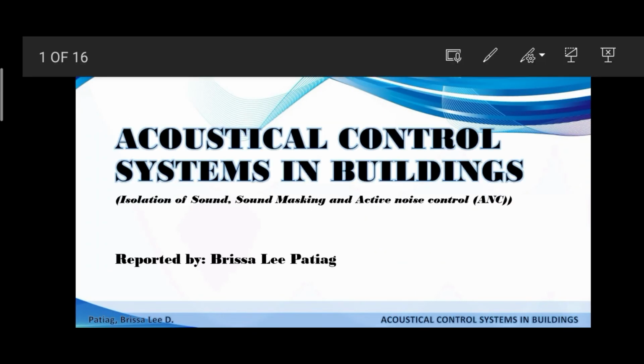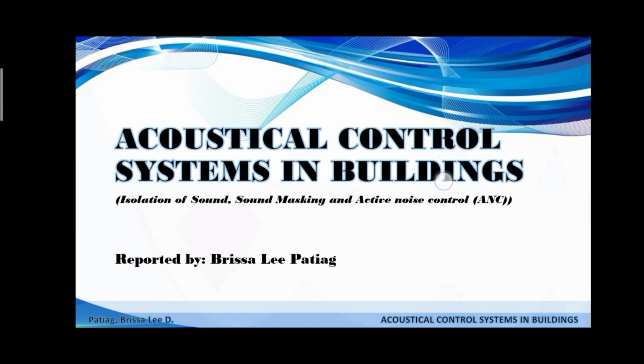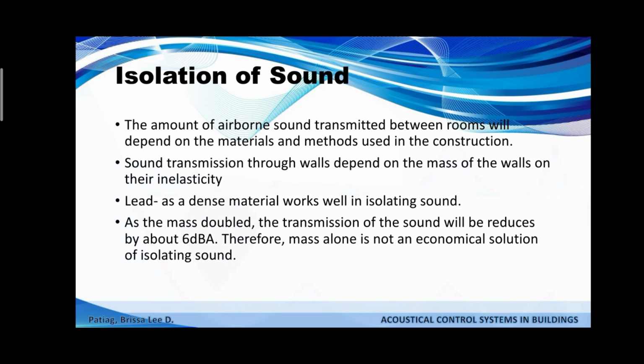So hello everyone, this is Brizali Pachag reporting, and my topics are isolation of sound, sound masking, and active noise control or ANC. So, isolation of sound. The amount of airborne sound transmitted between rooms will depend on the material and the methods used in the construction. Sound transmission through walls depends on the mass or unit weight of the walls and their inelasticity.